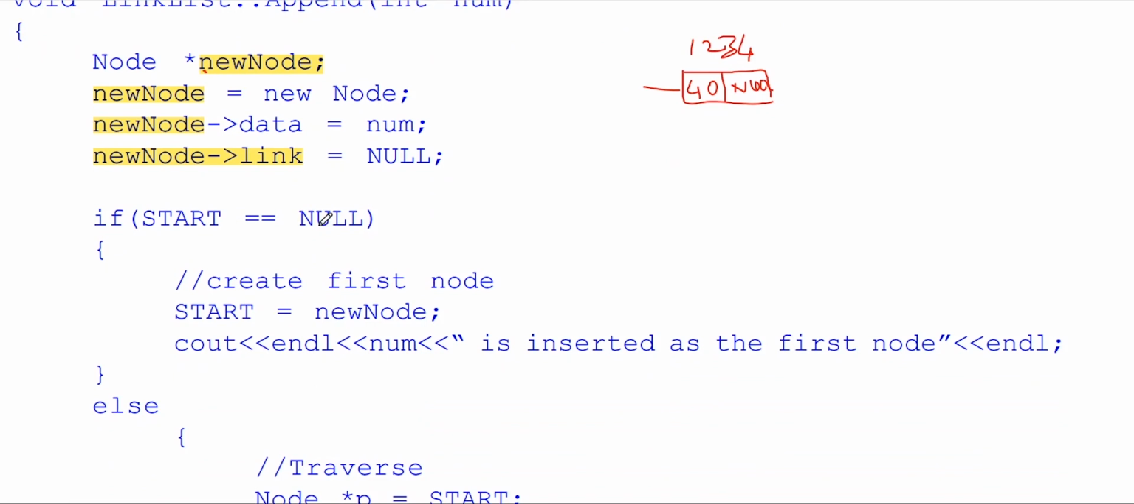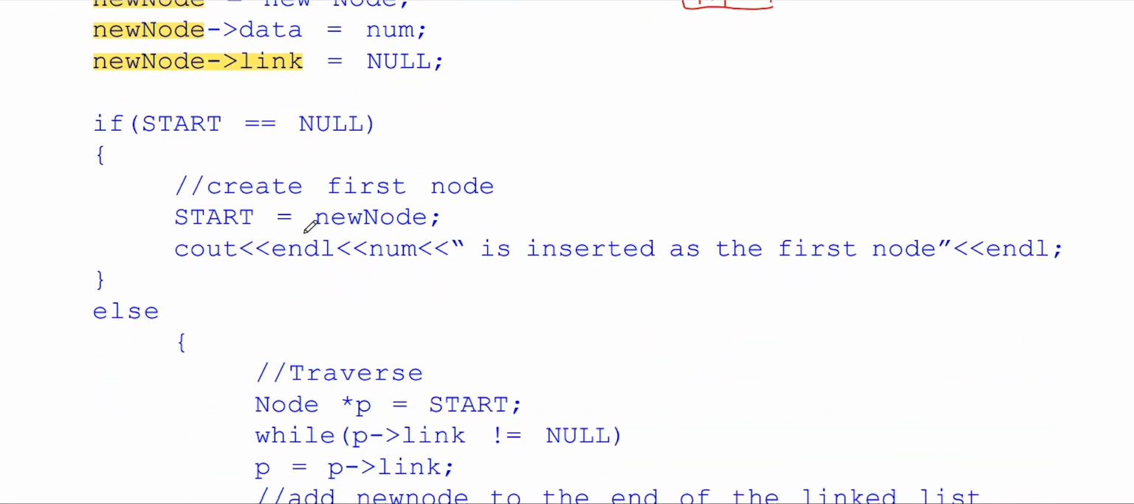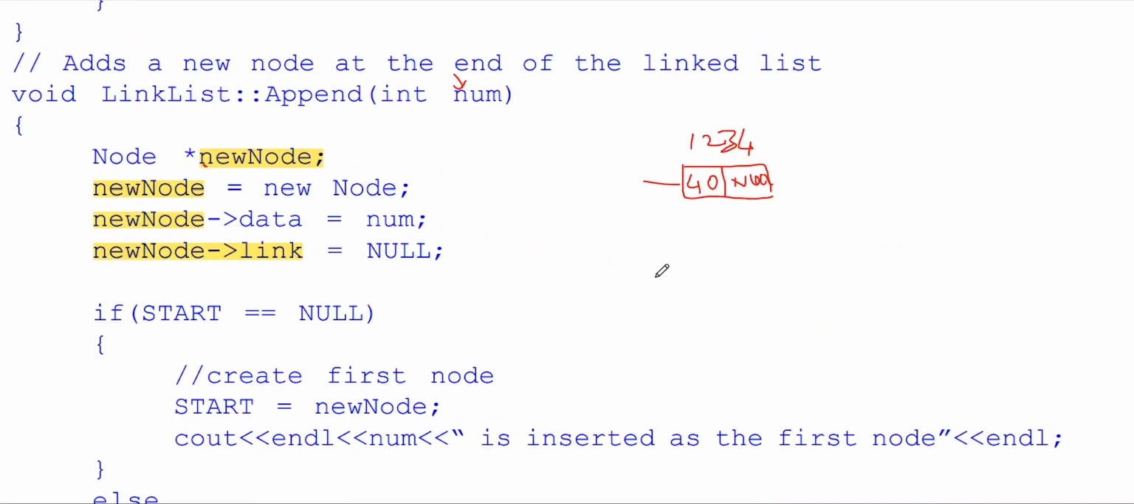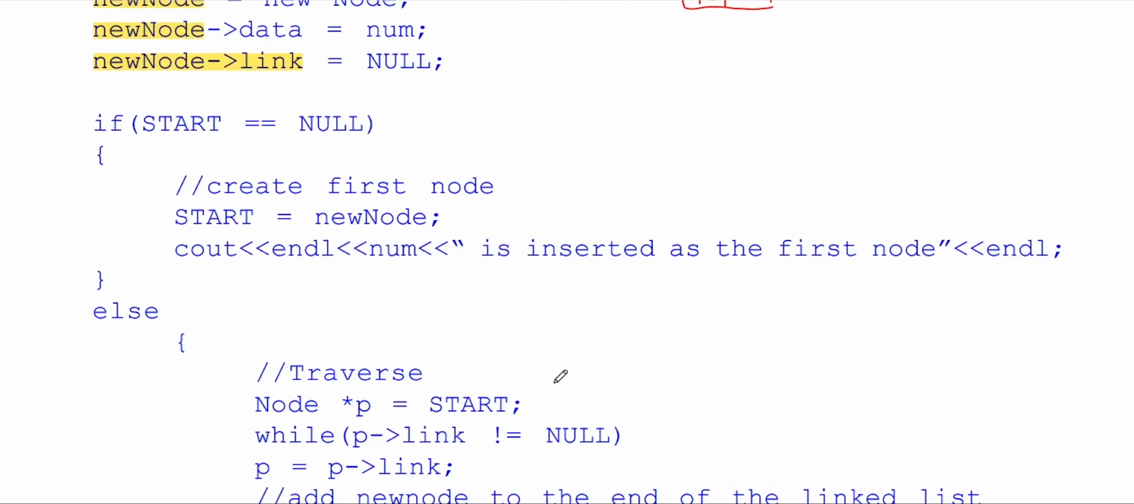If start equals null, it means there is no node, so this becomes the first node. So where is this 1234? It is the new node address. So that's what I did: if it is null, start is equal to new node. So it is copied, and this is inserted as the first node. This is how it works. So it is created and inserted as the first node.